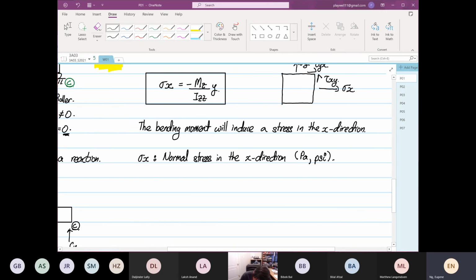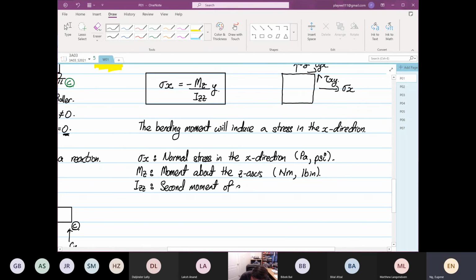Then we have MZ. MZ is the moment about the z-axis, which can be Newton-meter or pound-inch. And then you have IZZ, which is the second moment of area about the z-axis. The units down here can be meter to the power 4 or inches to the power 4.